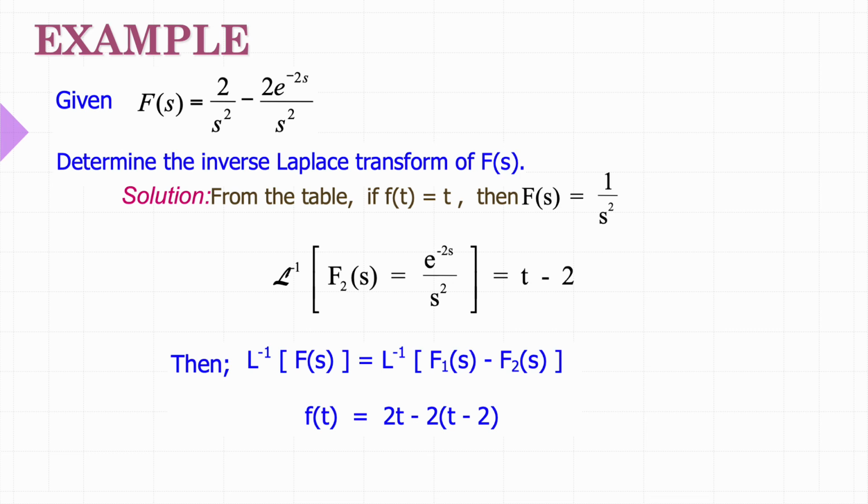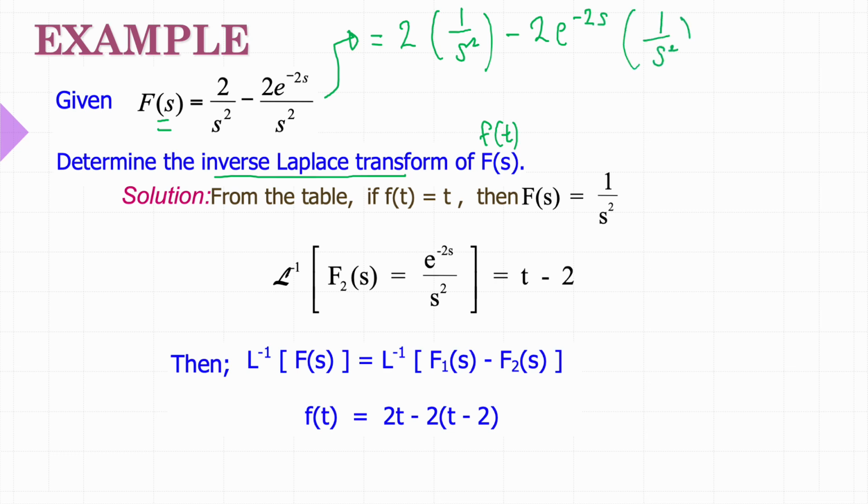Alright, now let's look at another example. In this example, they provide to us the equation in S domain, and we need to find the inverse Laplace for this equation, meaning that we need to obtain the value in time domain. So we can rewrite this equation to be 1 over s squared minus 2 exponential negative 2s, 1 over s squared.